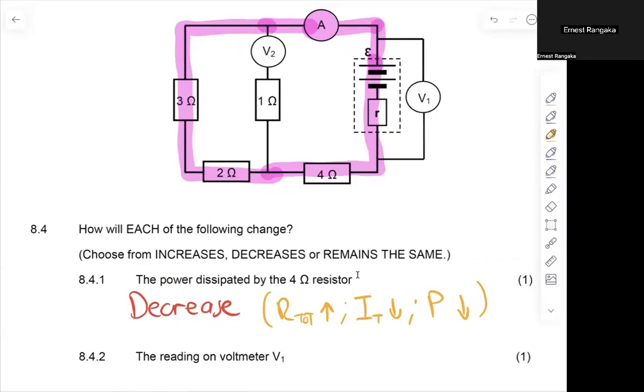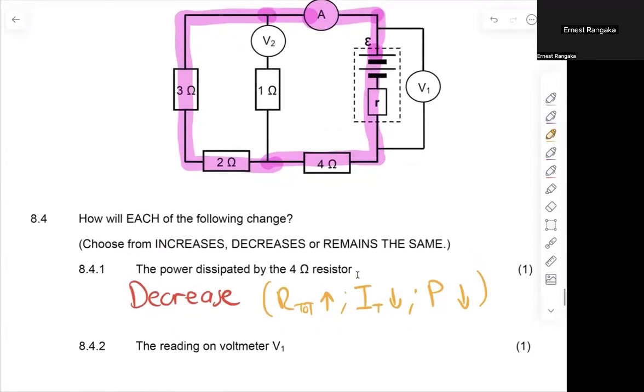It says, and this is not trickier, but I believe you guys can do it. 8.4.2. How does the reading on voltmeter V1 change? Does it increase, decrease, or stay the same? Remember, this is our V external. We had a similar question on the previous one where we need to consider how V external changes. Follow the same path. Don't forget about those sneaky lost volts. The lost volt is the key to answering this question when it asks you how V external changes.